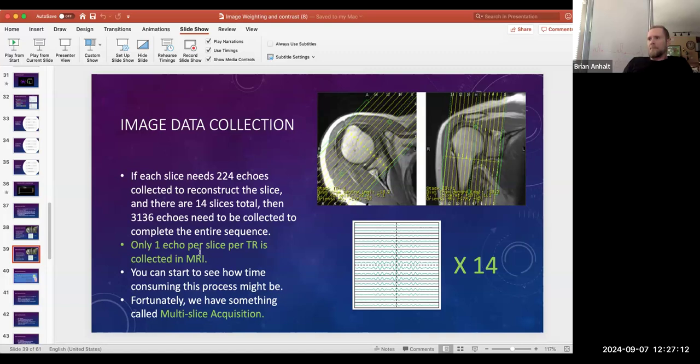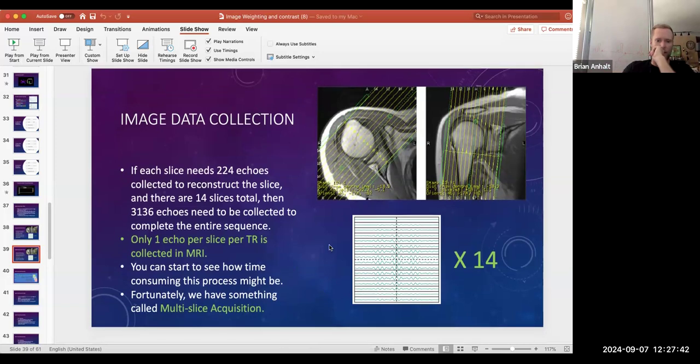Right? So I'm not collecting any other echoes per TR. Collecting one echo per slice per TR. You can start to see how time consuming this process would be depending upon the length of our TR, right? TR is a time parameter. It does take us a certain amount of time until we go again. And if we have to go again several times to generate an image, it's going to start taking time. That's why MRI is typically one of the longest imaging modalities to achieve all of the images needed.